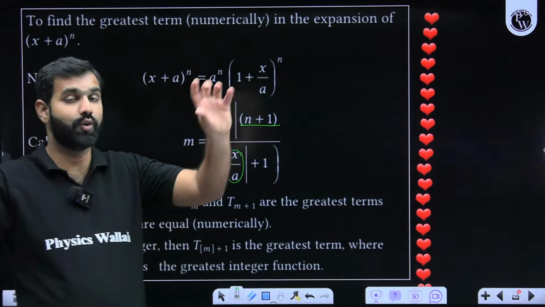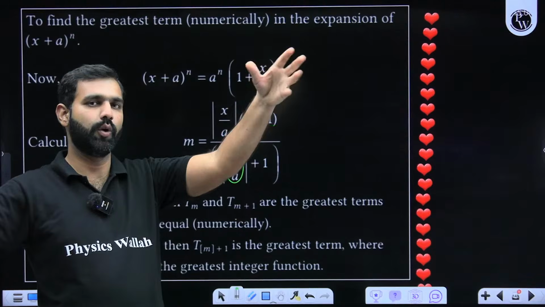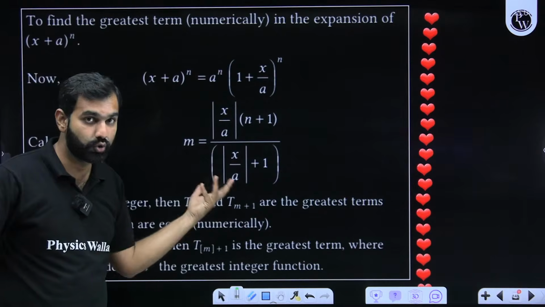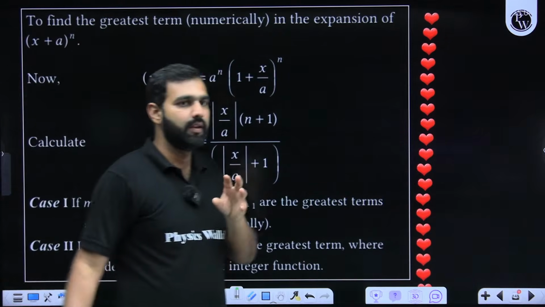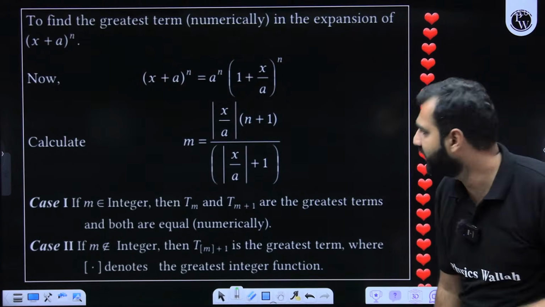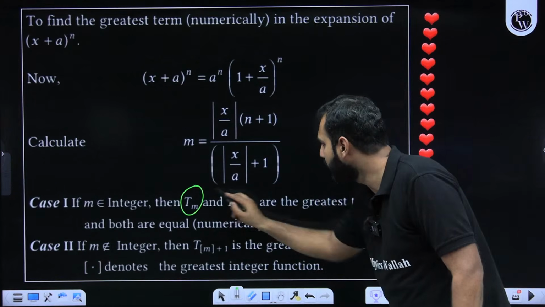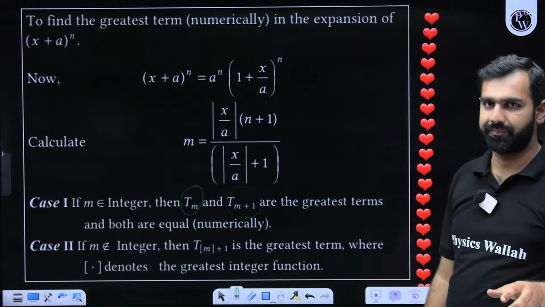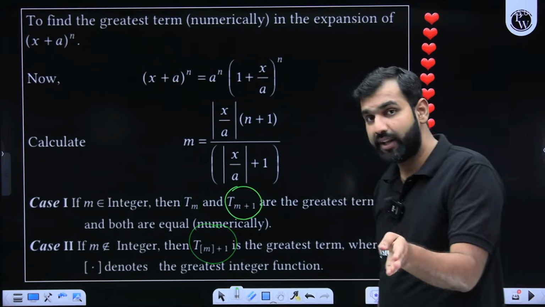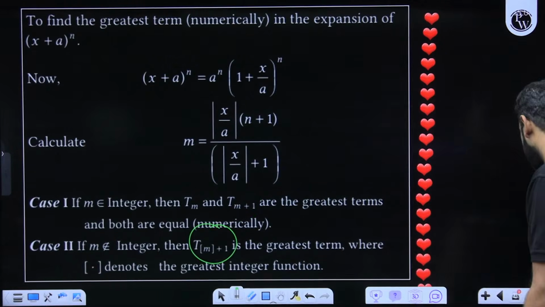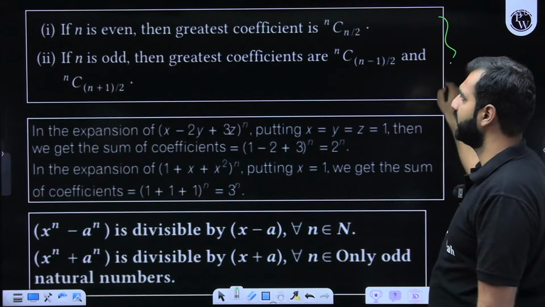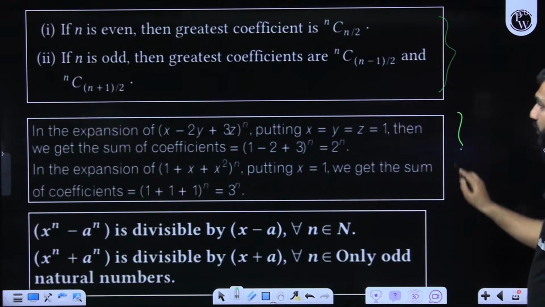Let's say x is 3 or 5 or something like that. When you solve this expression, you get a value of m. That value of m could be either an integer or not an integer. If it is an integer, then tm and tm+1 are the greatest terms. If it is not an integer, then t of [m]+1 will be the greatest term, where [m] is the greatest integer of m. Remember this. This is something we have already discussed, so I'm not explaining this part. This is something you should remember.